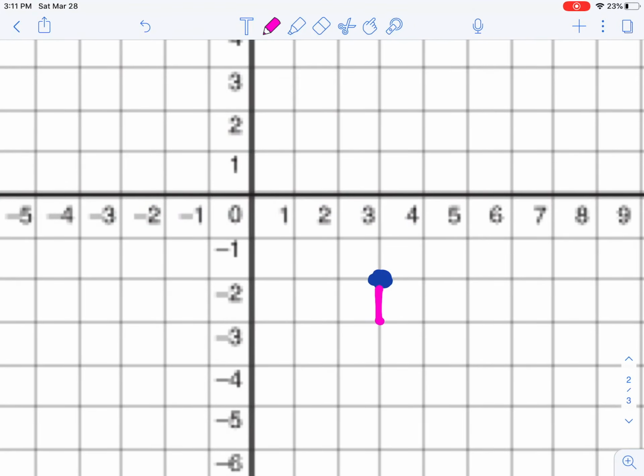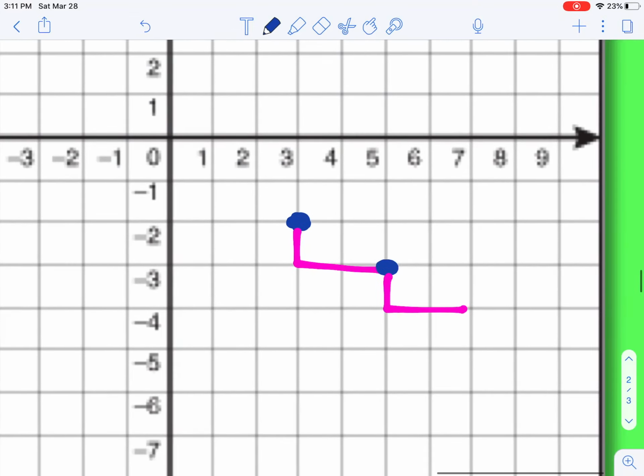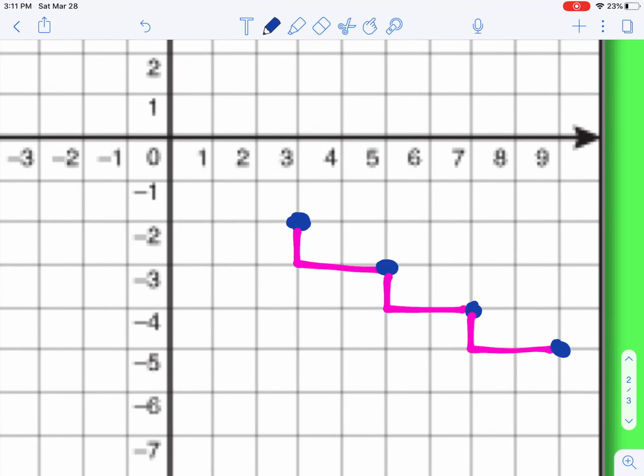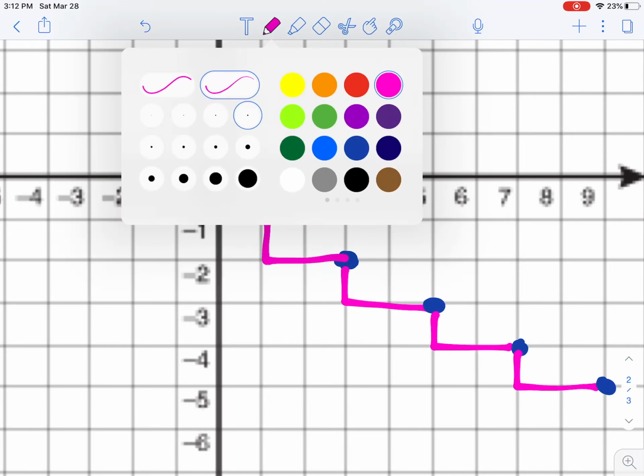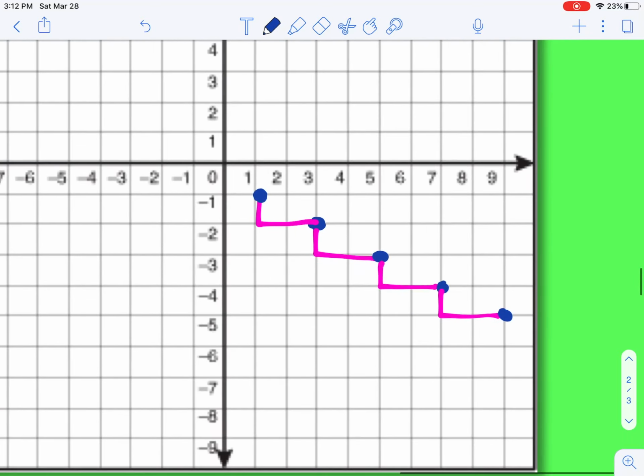I'm going to go down 1 over 2, down 1 over 2, and I'm going to keep up this pattern until I have like 3, maybe 5 dots. Down 1 over 2. I'm going to make it go the other way one more time. Okay. Now we can connect the dots as best as we can. And then don't forget to add the arrows to show that those lines continue.